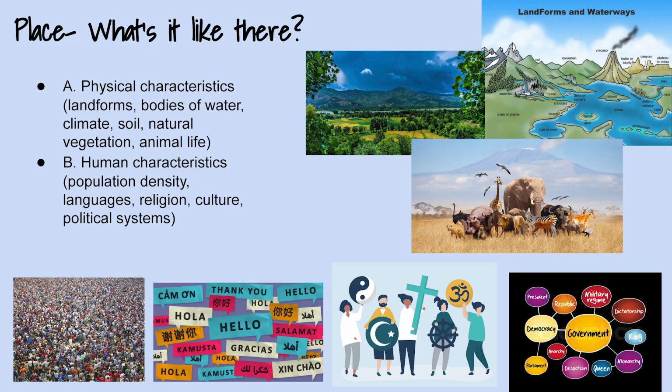The second theme is place, which asks, what is it like there? Physical characteristics include natural elements such as landforms, bodies of water, climate, soil types, natural vegetation, and animal life. Human characteristics are shaped by human activity, like population density, languages, religions, cultural traditions, and political systems.